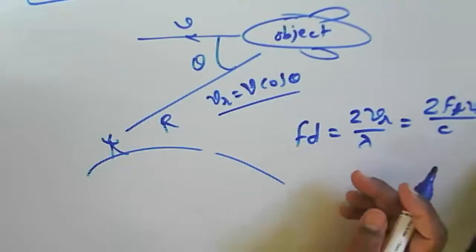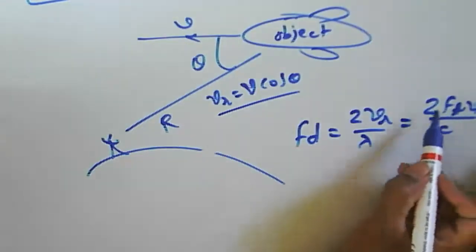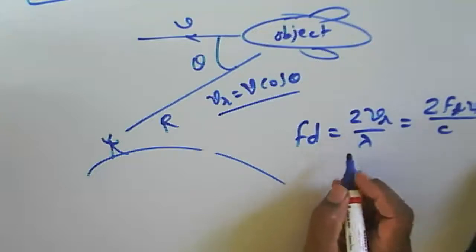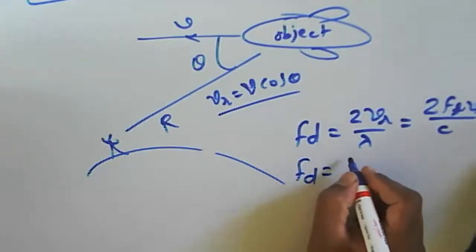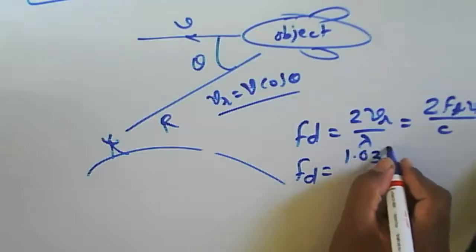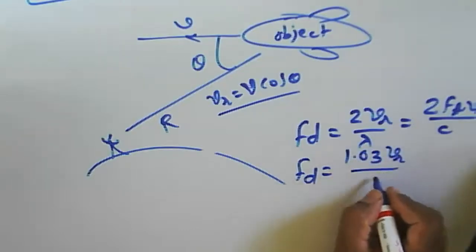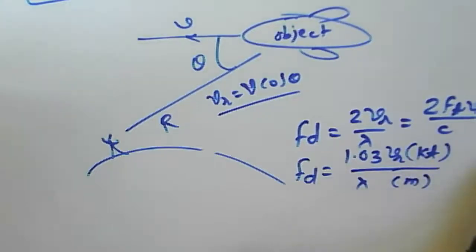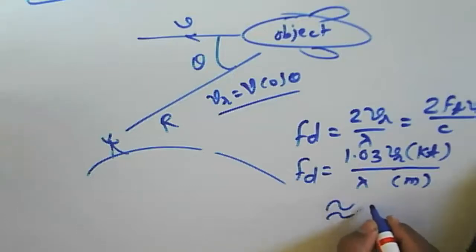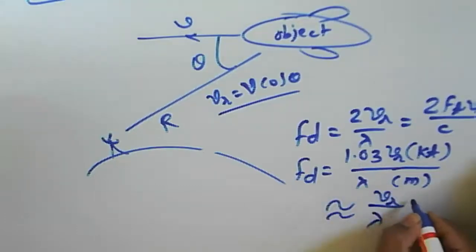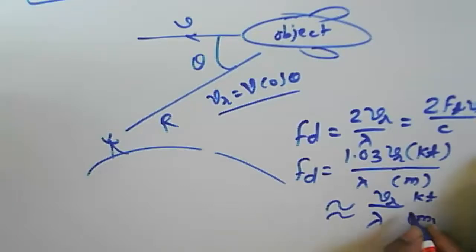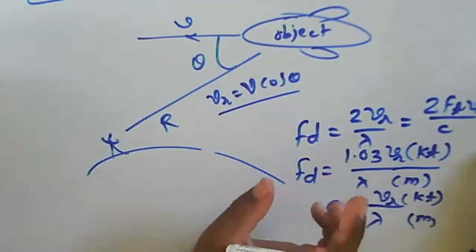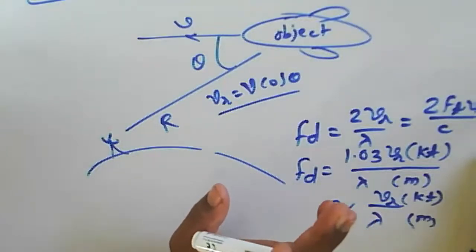If you write the velocity in units of knots, then Fd is equal to 1.03 Vr by lambda, where Vr is in knots and lambda is in meters. Or we can say that approximately it is equal to Vr by lambda, with Vr in knots and lambda in meters. This is the approximation for the Doppler frequency that we should mention here.